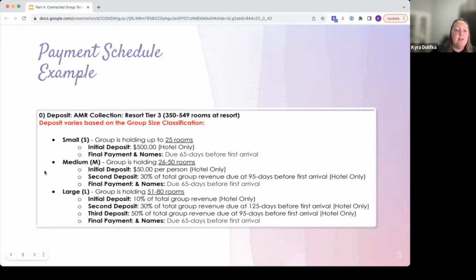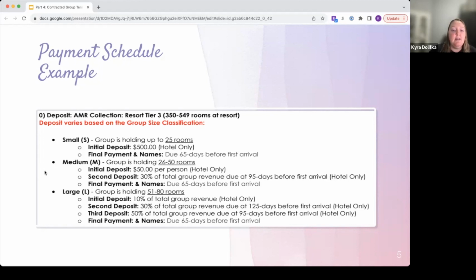Now let's look at the medium group. This is a group with 26 to 50 rooms. Their deposit is $50 per person, okay? So if you are expecting, let's say 30 rooms with 2 people each, that's 60 people, it would be $50 per each of the 60 people. So 60 times 50 for that initial deposit, okay? That's how that would be calculated.